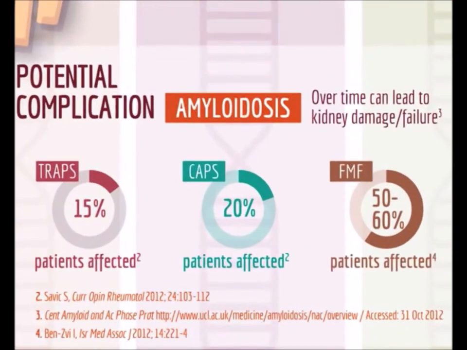A potential complication that can occur in people suffering with these diseases is amyloidosis, which over time can lead to kidney damage or failure. The prevalence of amyloidosis varies across the syndromes, from 15% of TRAPS patients to 50 to 60% of patients with familial Mediterranean fever.